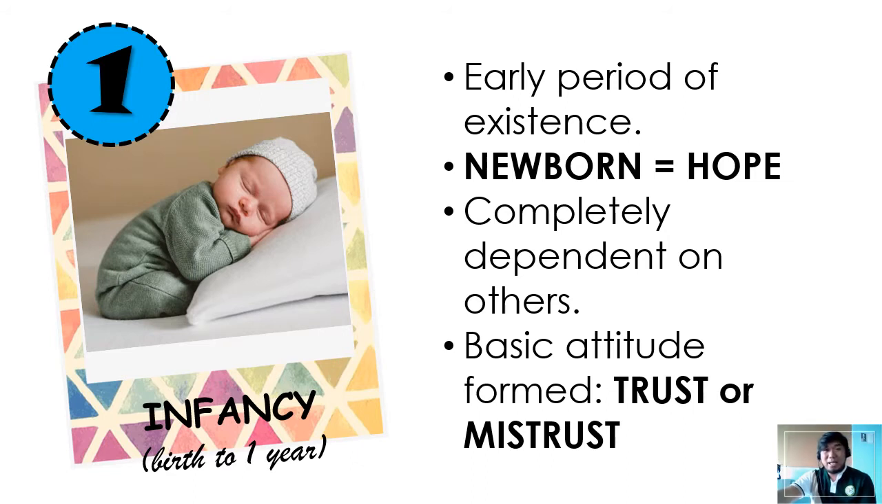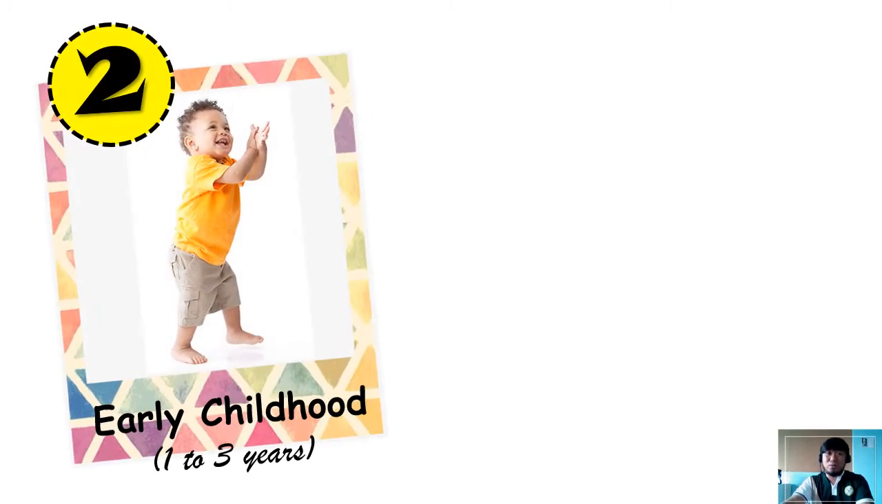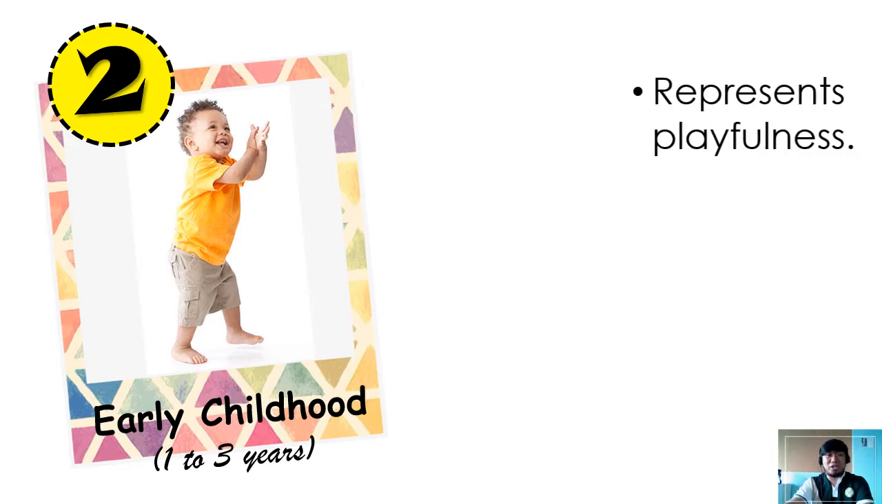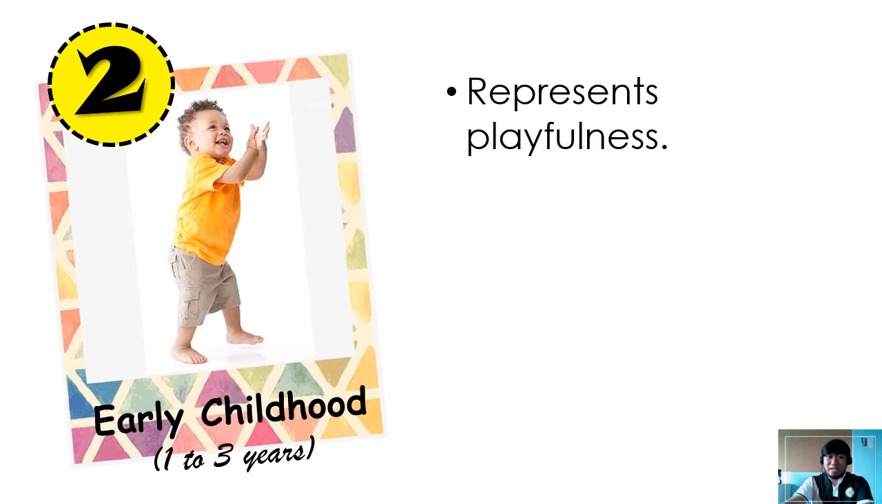Nagkakaroon naman sila ng pag-aalangan sa pagtitiwala kapag walang sapat na pagmamahal at pag-aalaga mula sa mga taong nakapaligid sa kanila. So the second one is the early childhood. Sila yung mga edad 1 hanggang 3 taon. So this stage represents playfulness.